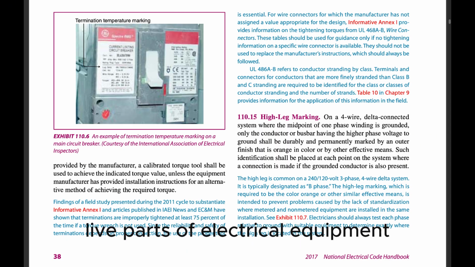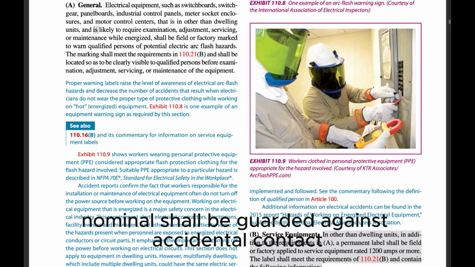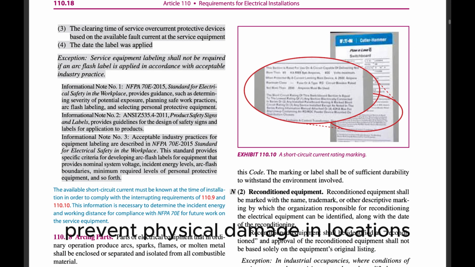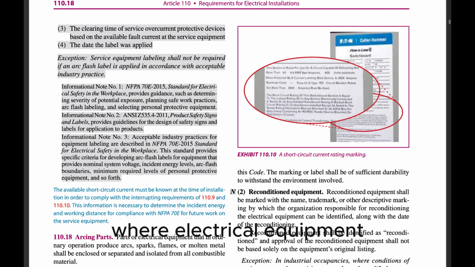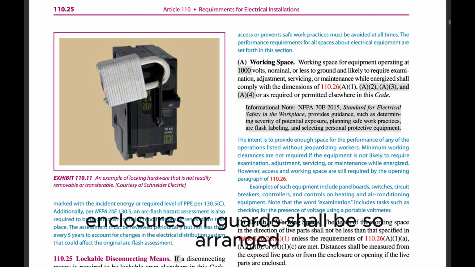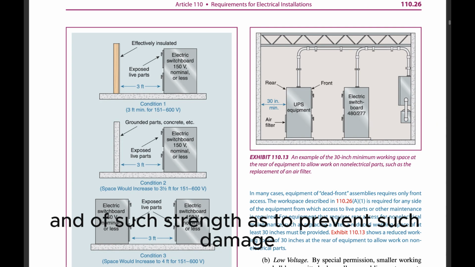Except as elsewhere required or permitted by this Code, live parts of electrical equipment operating at 50 to 1000 volts, nominal, shall be guarded against accidental contact by approved enclosures. In locations where electrical equipment is likely to be exposed to physical damage, enclosures or guards shall be so arranged and of such strength as to prevent such damage.